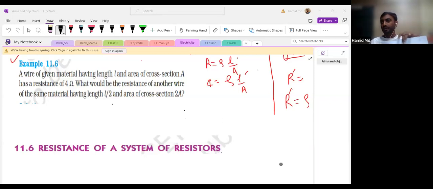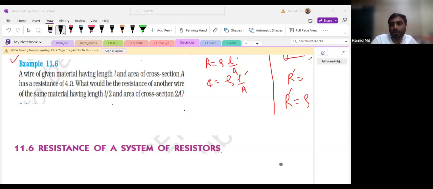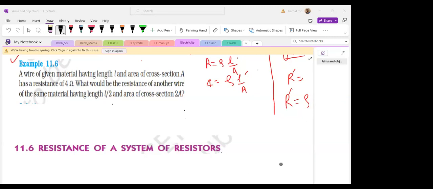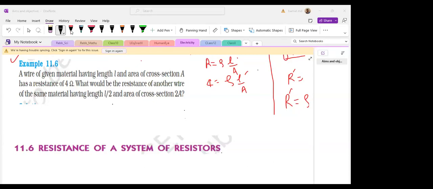What did we study in last class? So we studied about factors on which the resistance of the conductor depends. What were the factors on which resistance depends? R is proportional to the length of the conductor. R is proportional to 1 by area of cross section. Yes, right. So it means that if length is increasing, the resistance will be increasing, right? Yes. Okay.